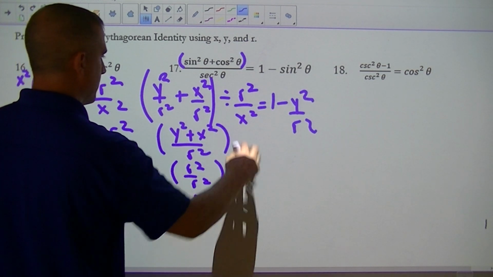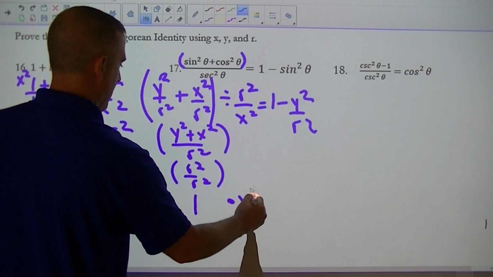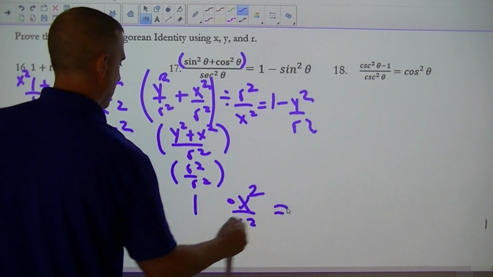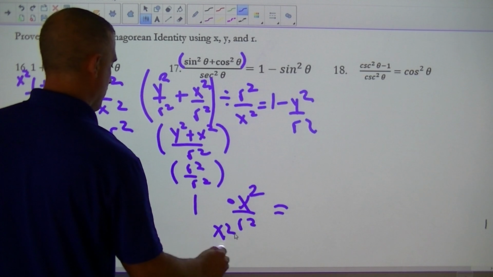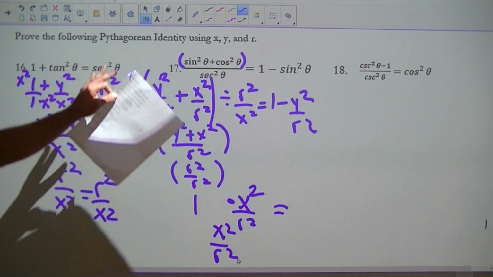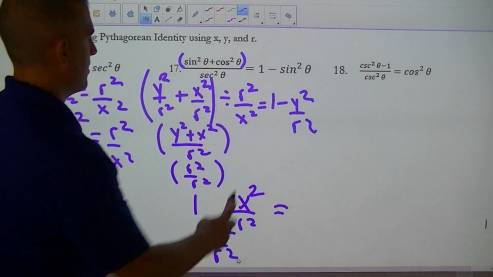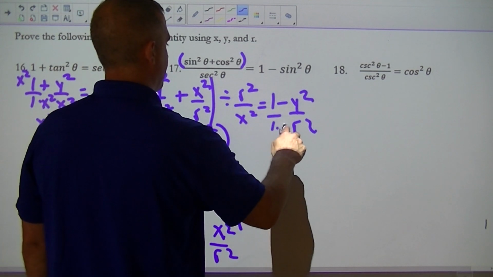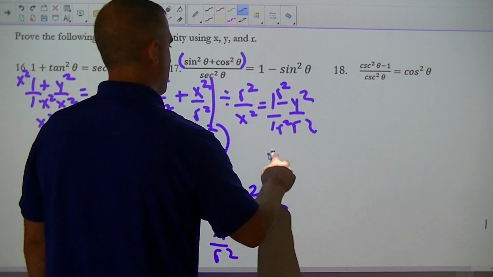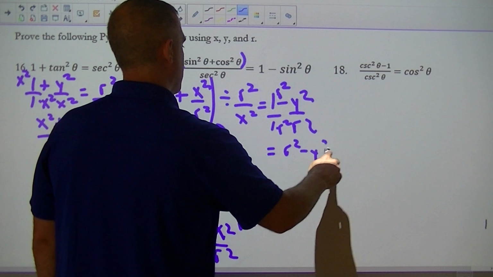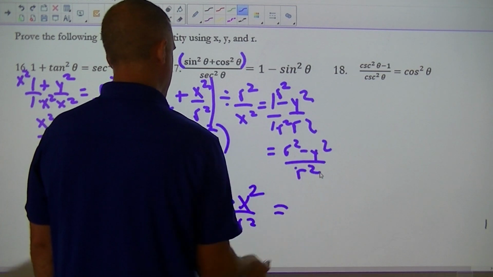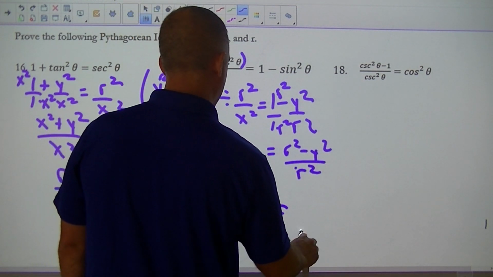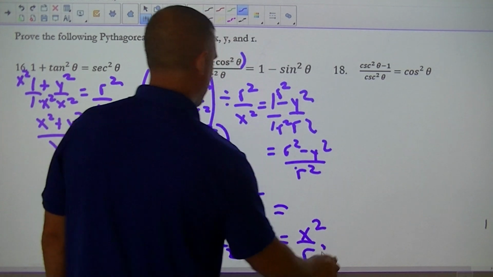Now what division does is it flips this second fraction. So that's going to be x squared over r squared. So I want to handle all that on this side. On this one, I would just multiply this by r squared on both sides. So I got r squared minus y squared all over r squared, which will be replaced by the given, would just be x squared over r squared.